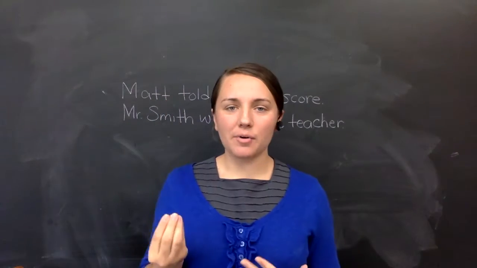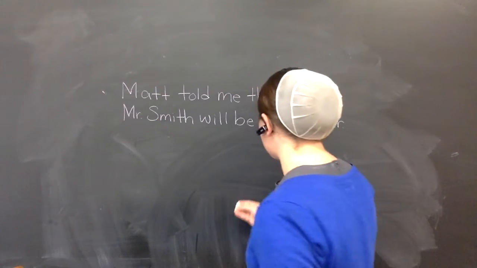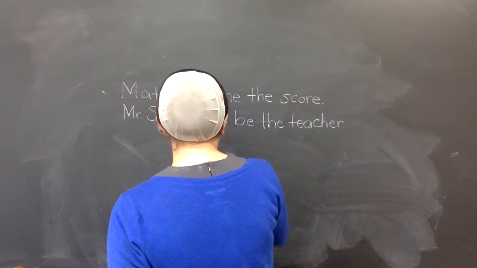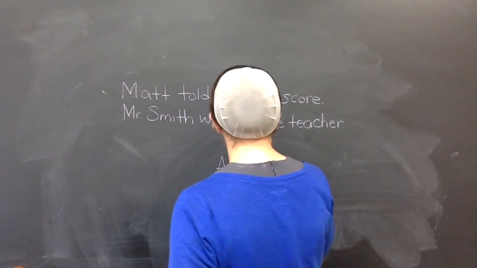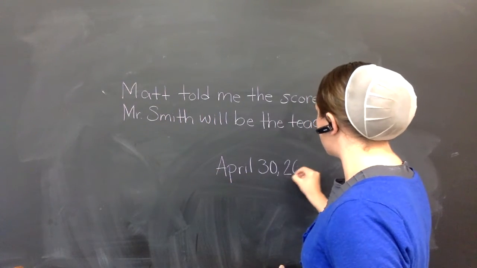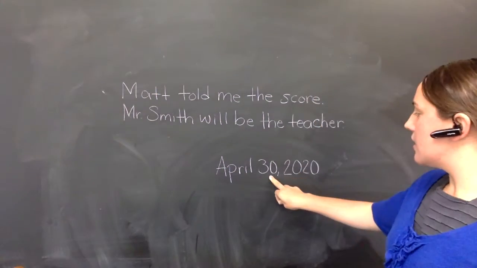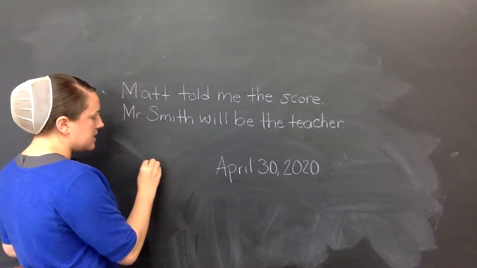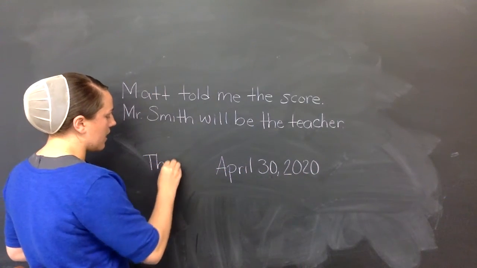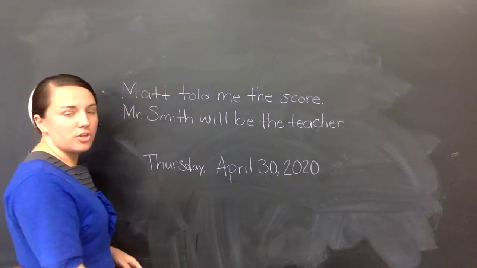Use commas to separate items in dates and addresses. Let's just write an example of this right now. So the date today is April 30, 2020. So the comma goes after the number of the date. If we would say today is Thursday, April 30, you would also put a comma after Thursday.